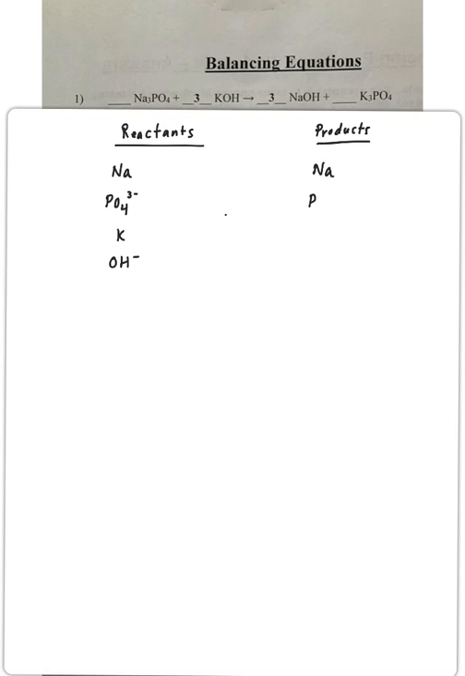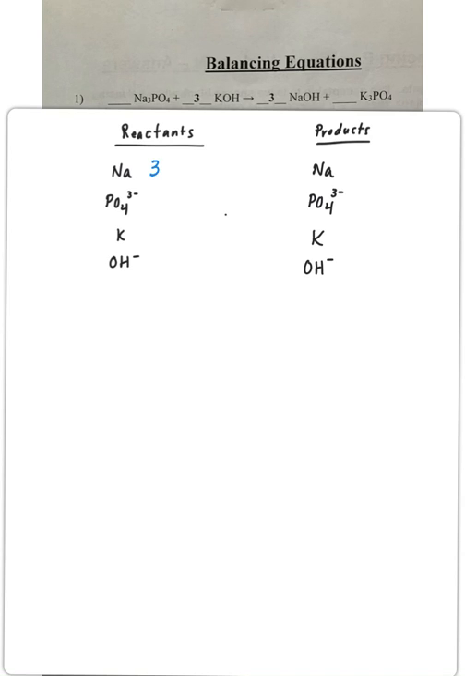hydroxides, potassiums, and phosphates. I'll write them in the same order as I wrote them on the reactant side. And now what I want to do is count up how many of each ion are present in this reaction. On the reactant side, we have sodium phosphate, which contains 3 sodiums.